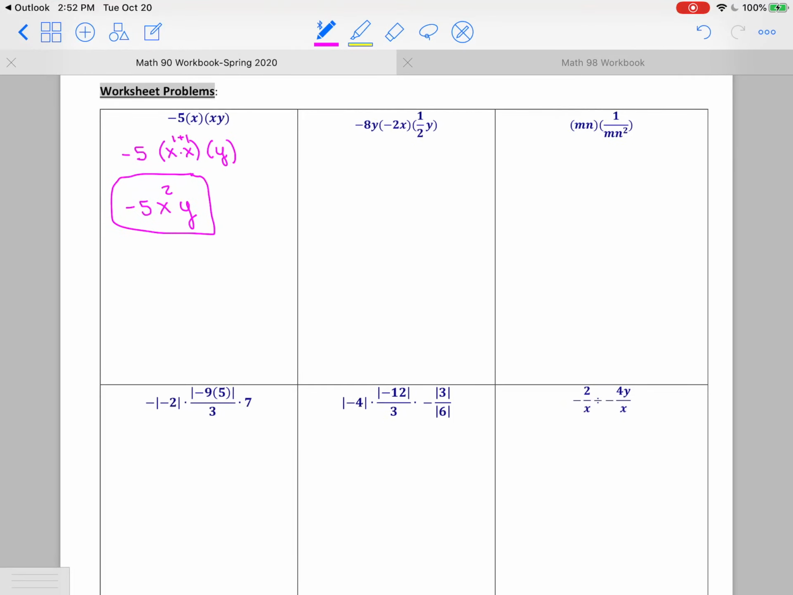All right, second example. So our second example can be done in several different ways. And it really is kind of just dependent on how you think about the problem. So I'll try to work it a couple of different ways. Let's isolate our coefficients so we can pull those out front. -8, we have a -2, and we have a 1/2. All right, so we could do that. We've got a -8 times a -2 times a 1/2.